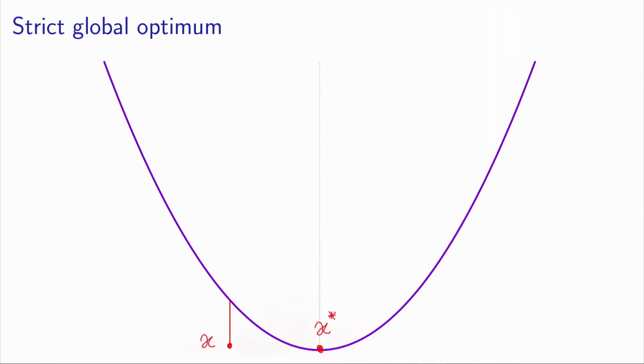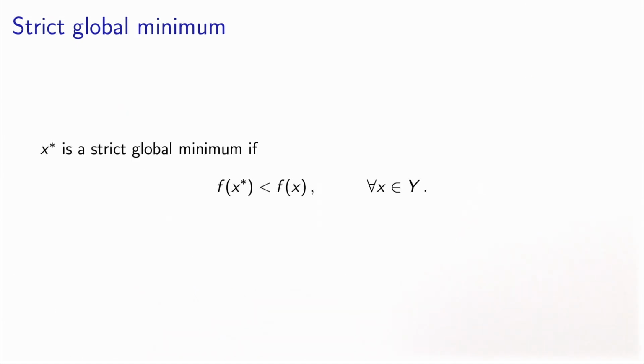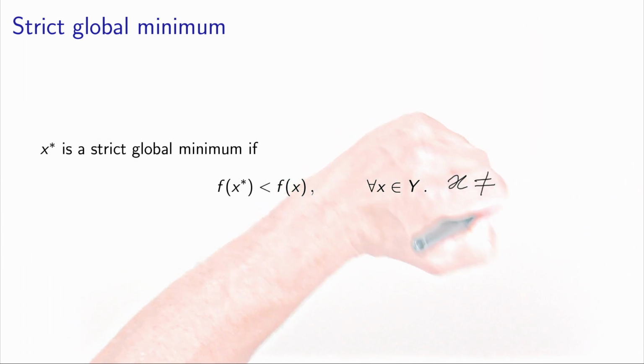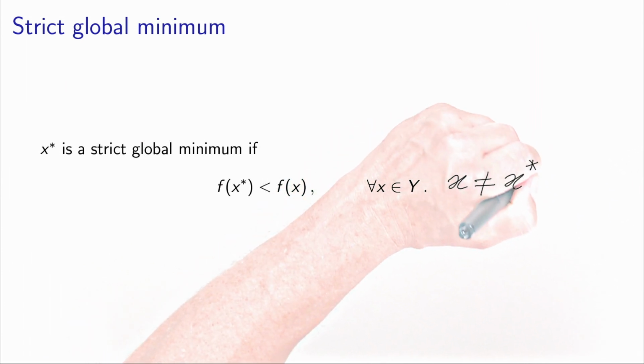So the only point that achieves the value of the optimum is the optimum itself. All other feasible points have a strictly higher value of the objective function. This is what we call a strict global optimum. So the definition is x star is a strict global minimum if f of x star is strictly less than f of x for all x belonging to Y and x different from x star.